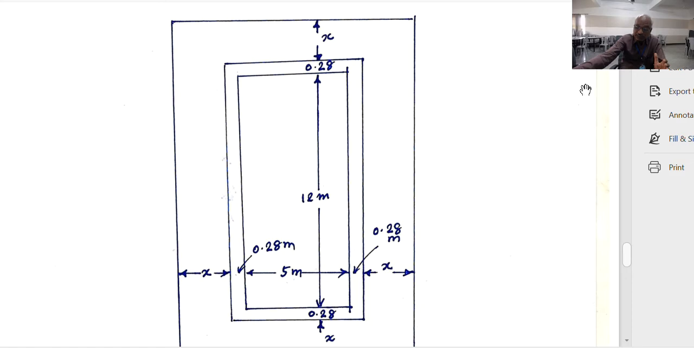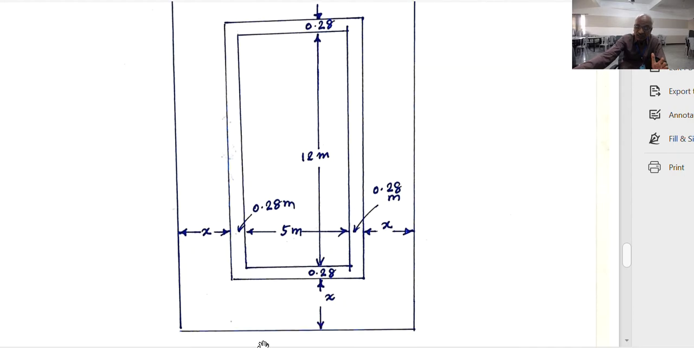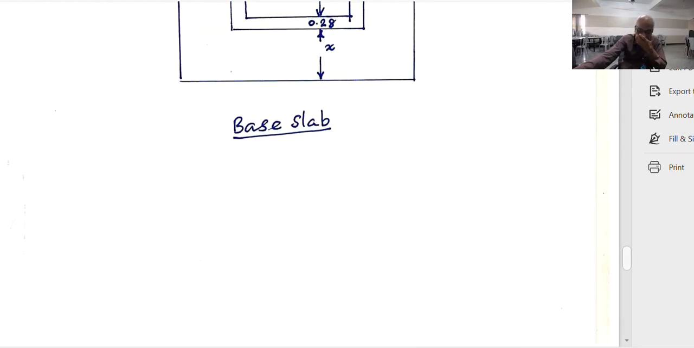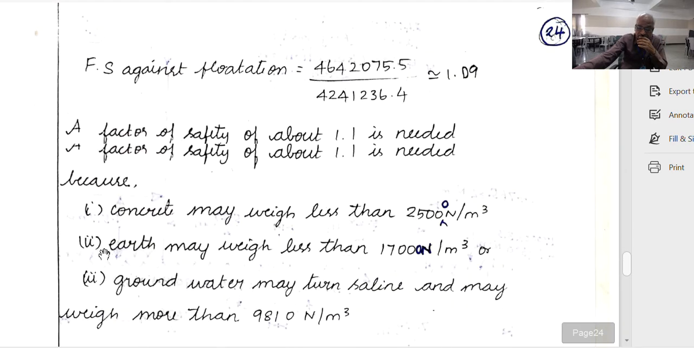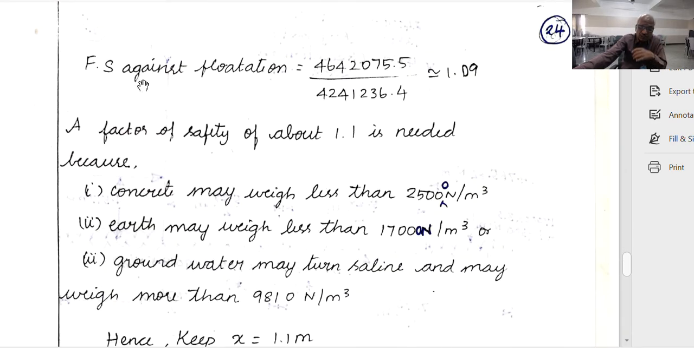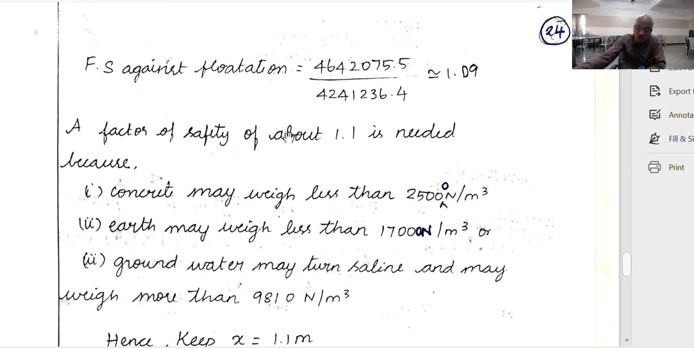So this is about the total base width. Total base width is 5 meters plus 0.28 into 2 plus x into 2, that will be the total width, into similarly in the length also. Therefore, considering the values, the factor of safety against flotation is equal to this by this. So these values are already available. So this is the upward force, this is the downward force. So the value is 1.09, because the downward force will have to be more.